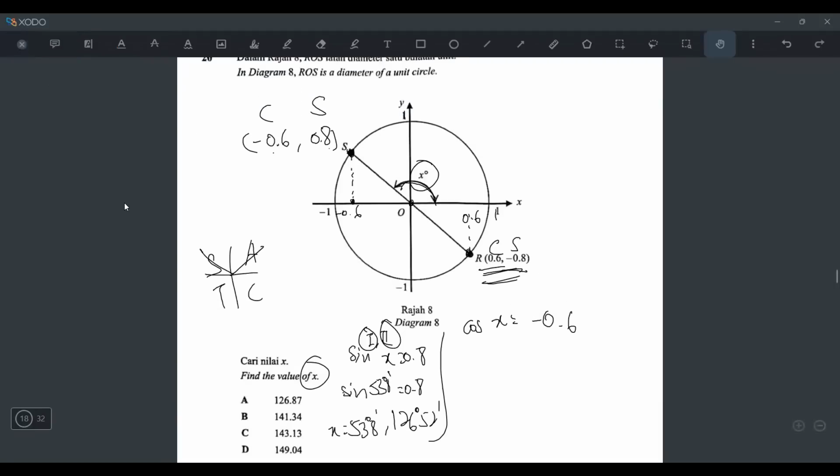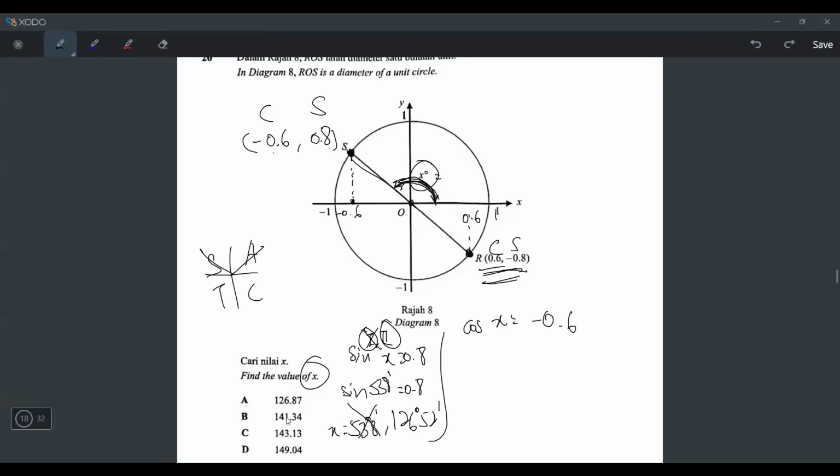If you look at the angle x, you can clearly see that it's in the second quadrant. Can you see it? This is not an acute angle. This is an obtuse angle, which means it is already more than 90. So definitely we don't take quadrant 1, because x is not possible to be 50 something. It's more than 90 already. So it has to be 126 degrees 52 minutes.